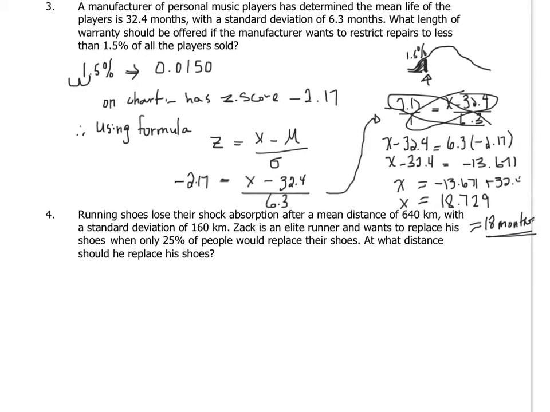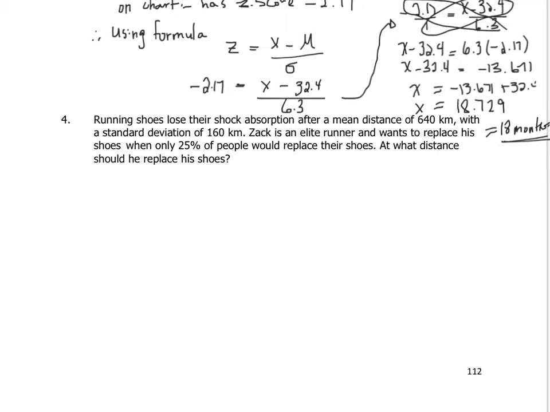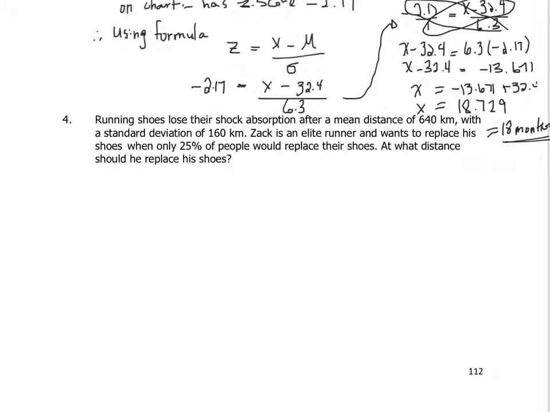Okay, question number 4. Running shoes lose their shock absorption after a mean distance of 640 kilometers with a standard deviation of 160 kilometers. Zach is an elite runner and wants to replace his shoes when only 25% of people would replace their shoes. At what distance should he replace his shoes? So again, you can use z-scores.